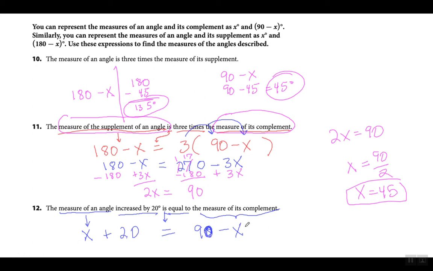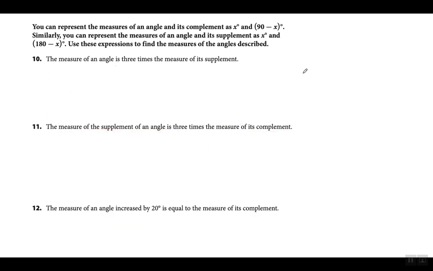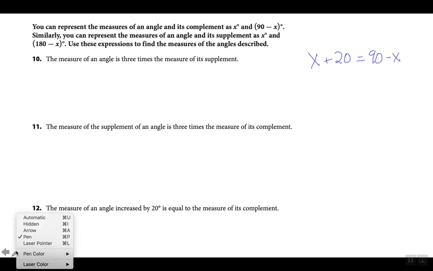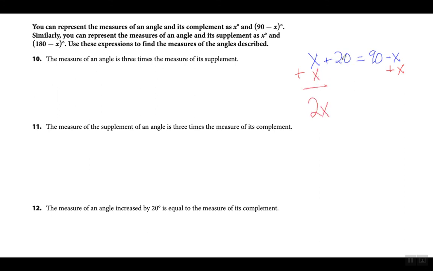x plus 20 equals 90 minus x. Let me erase all this, and I'll rewrite it up here. x plus 20 equals 90 minus x. I'm going to get all the terms with x on one side and everything that does not have x on the other side. So let's move minus x to the left by adding x. x plus x is 2x. And let's move plus 20 to the right by doing minus 20 and minus 20. The equal sign stays right here. 90 minus 20 is 70. My last step is just to divide 70 by 2. So x equals 35.